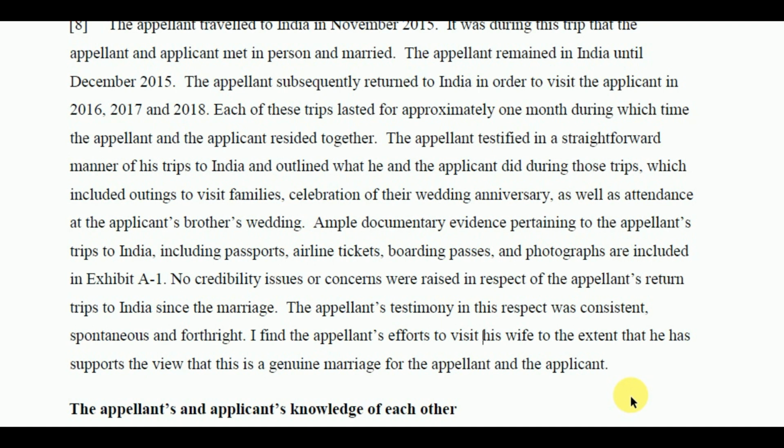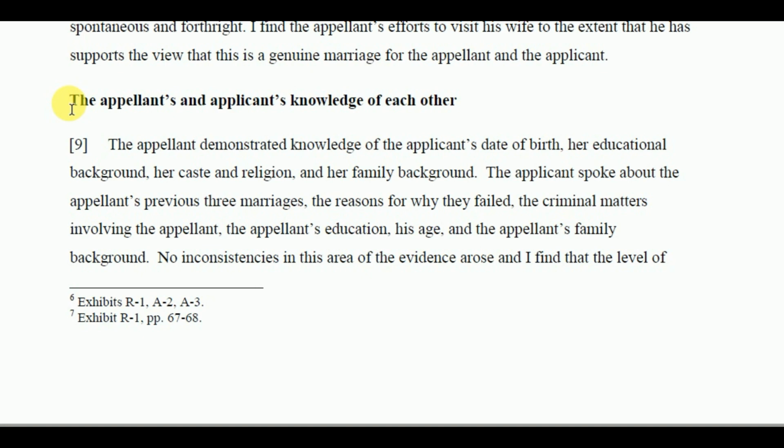Next, the appellant and applicant's knowledge of each other. Now this is also very important. The appellant has demonstrated knowledge of the applicant's date of birth, her educational background, her caste, her religion and her family background. The applicant spoke about the appellant's previous 3 marriages, the reasons why they failed, the criminal matters involving the appellant, his education, his age, and the appellant's family background. No inconsistencies in this area of the evidence arose, and I find that the level of knowledge the appellant and the applicant demonstrated at the hearing is consistent with a genuine marriage.